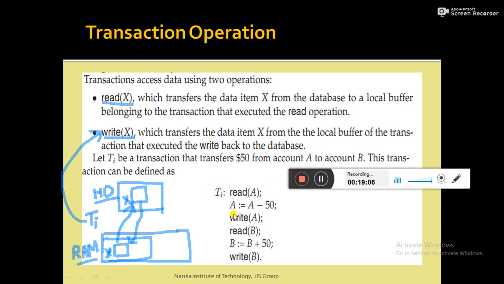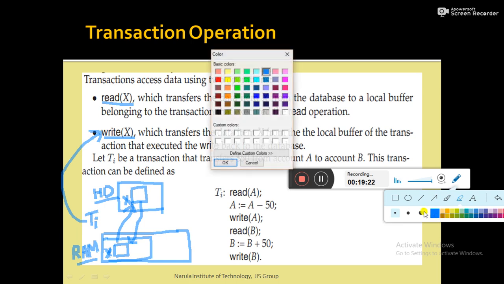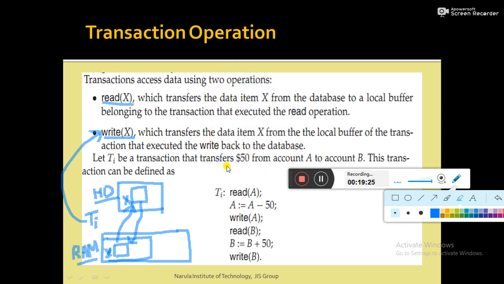Now let's look at how a transaction looks like. Let Ti be a transaction that transfers $50 from account A to B. That means we have to write a transaction which actually transfers $50 from account A to account B. For that we write a transaction, and let's term it as transaction Ti. It looks like this. This is the transaction termed Ti, which transfers $50 from account A to account B.